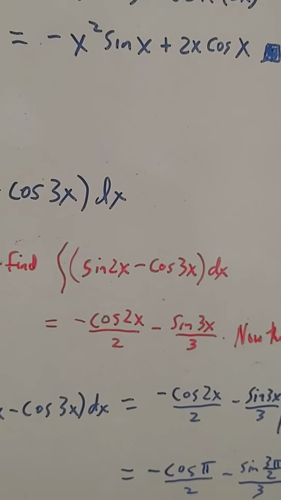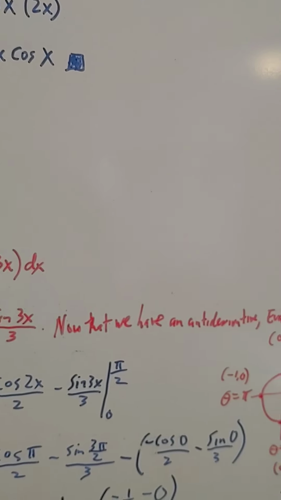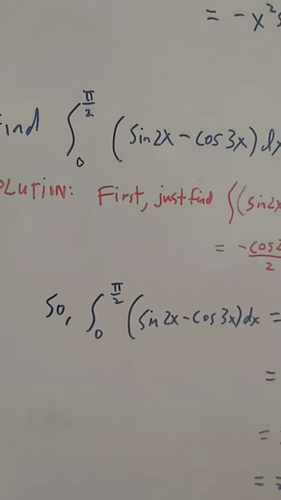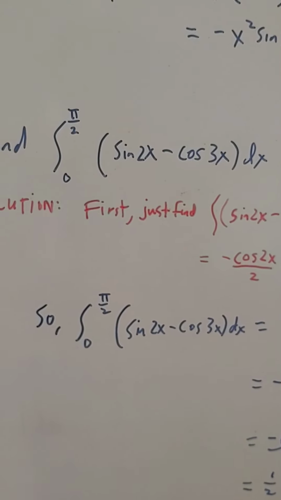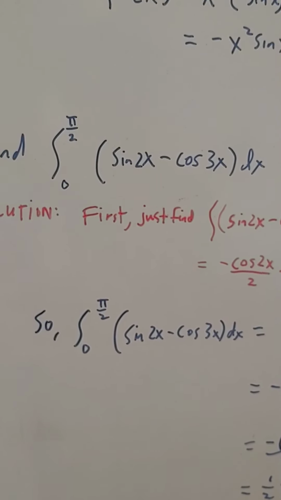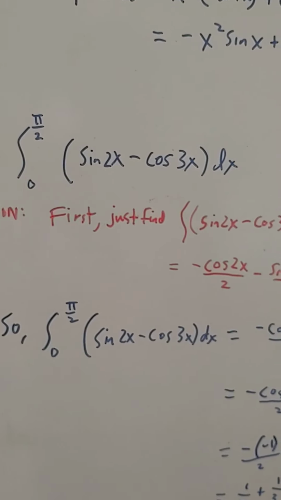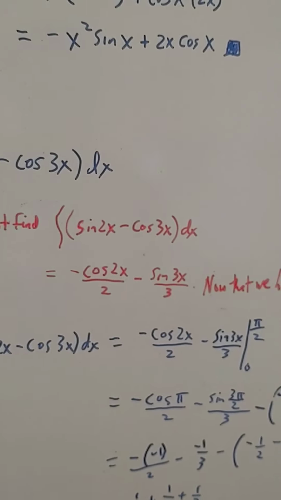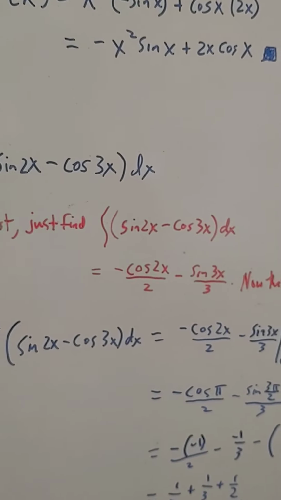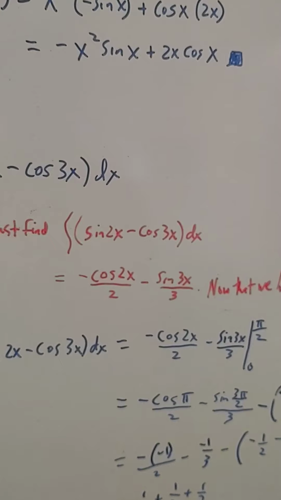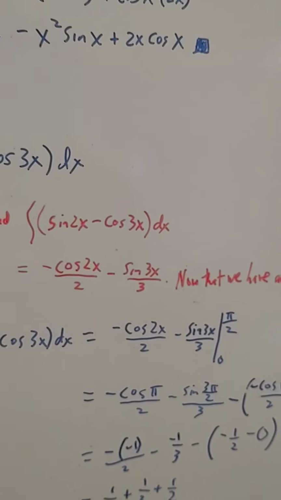Okay, so now that we have an antiderivative, let's go back to the original problem. The integral from 0 to pi over 2 of sine 2x minus cosine 3x dx equals, and what you do is you write down the answer that we just got from the indefinite integral, and now we're going to evaluate it from 0 to pi over 2.